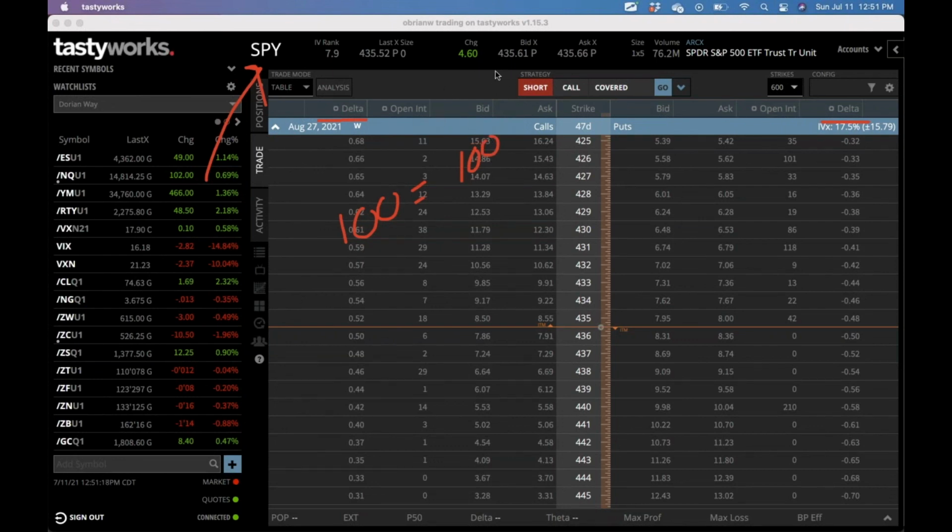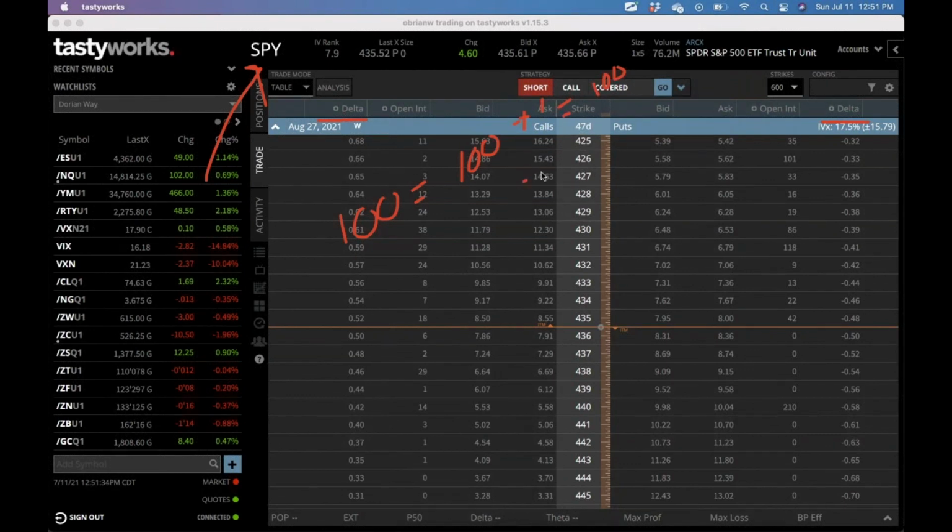And delta measures how much you will make or lose based on a 1-point move. So if you had 100 deltas or 100 shares and it went up plus $1, then that means you will make $100 because you're going to make $1 per share.